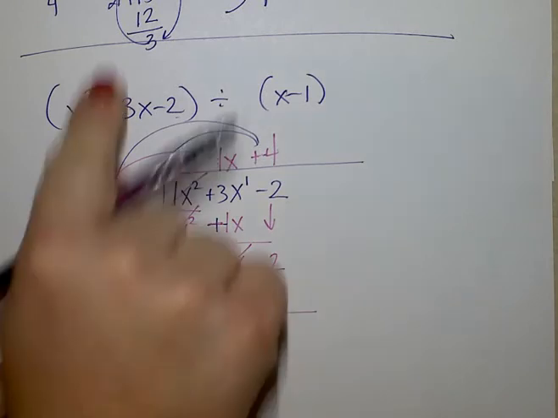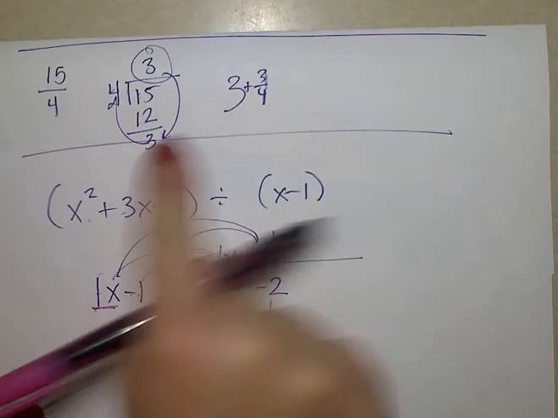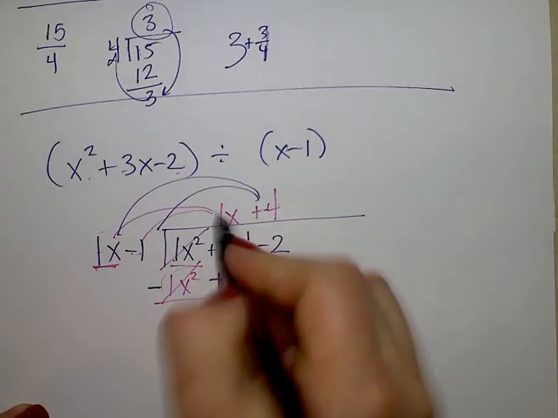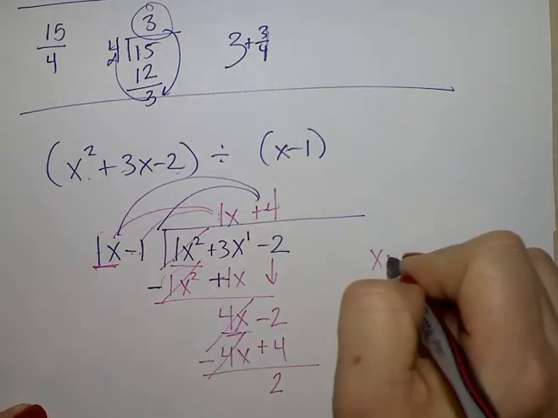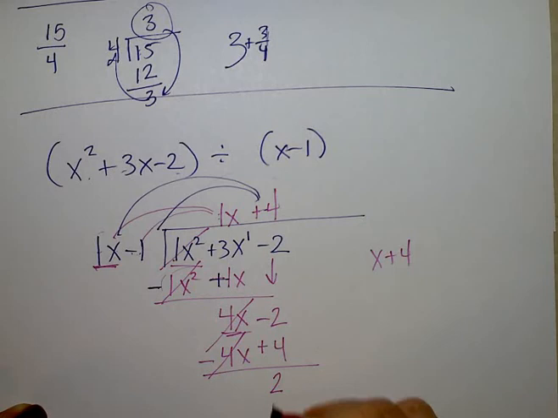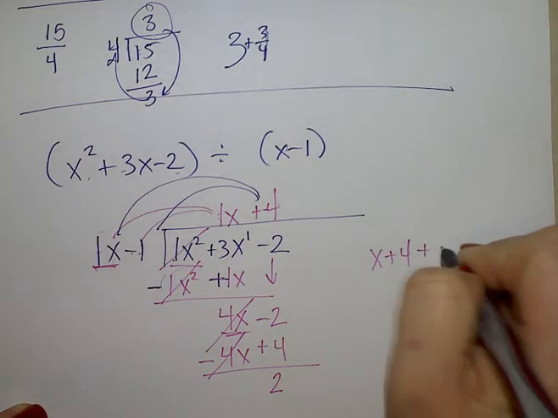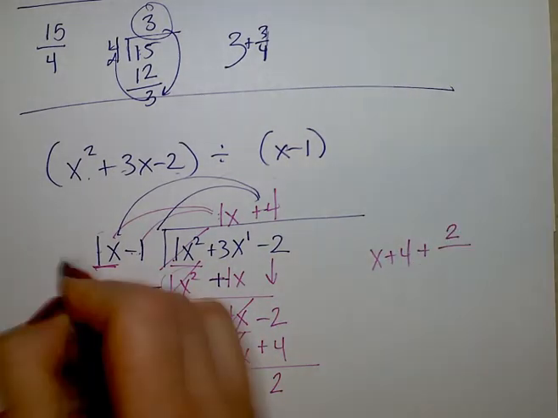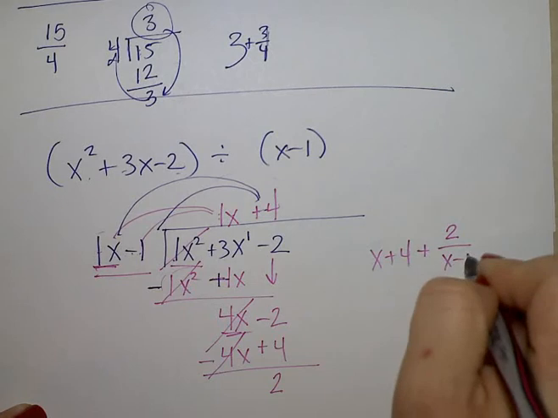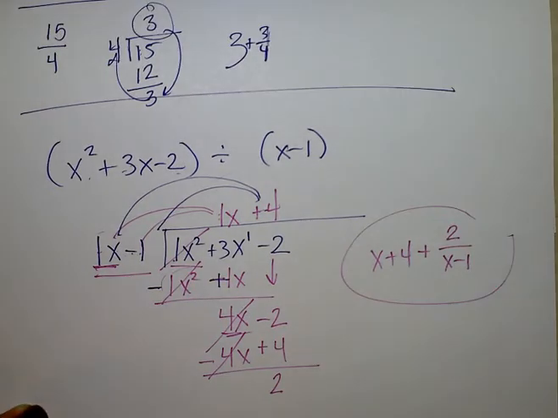So just like the previous problem, we have a remainder. So how do we write this? Okay, this is what I have. I have 1x plus 4, but then I have this remainder. So plus a remainder of 2 over the quantity x minus 1. Final answer.